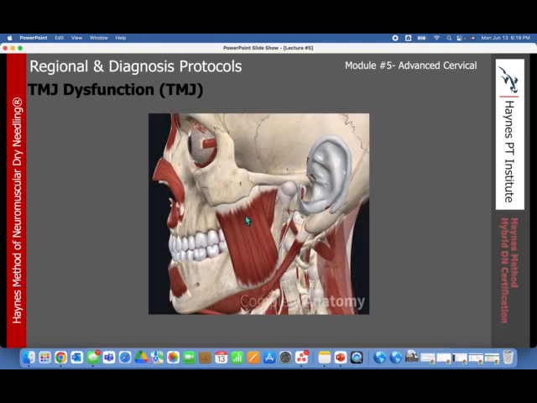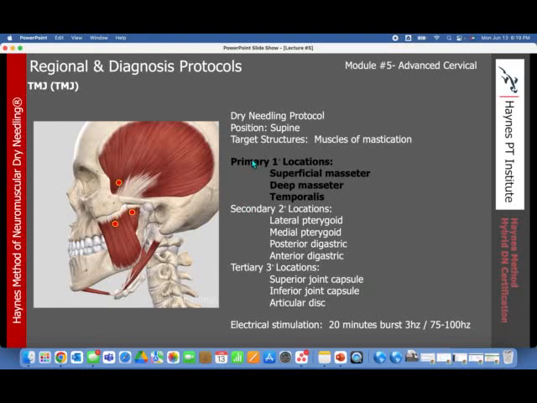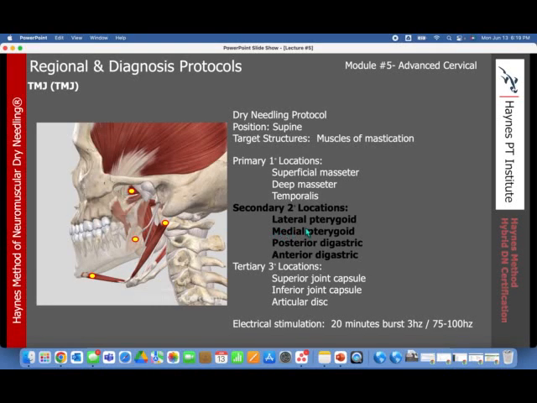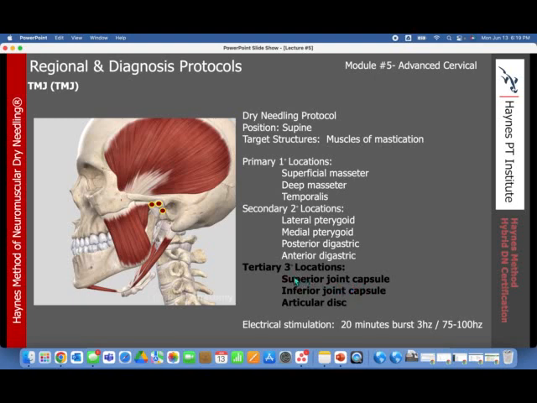For our TMJ dysfunction, our target structures are the muscles of mastication, and we're either supine or sidelying for this. Our primary locations are going to be the superficial and the deep masseter, and then we'll add the temporalis as well. Our secondary locations are going to be the lateral pterygoid and the medial pterygoid, then our posterior and anterior digastric. And then lastly, our tertiary locations would be the superior joint capsule, the inferior joint capsule, and then lastly the articular disc.